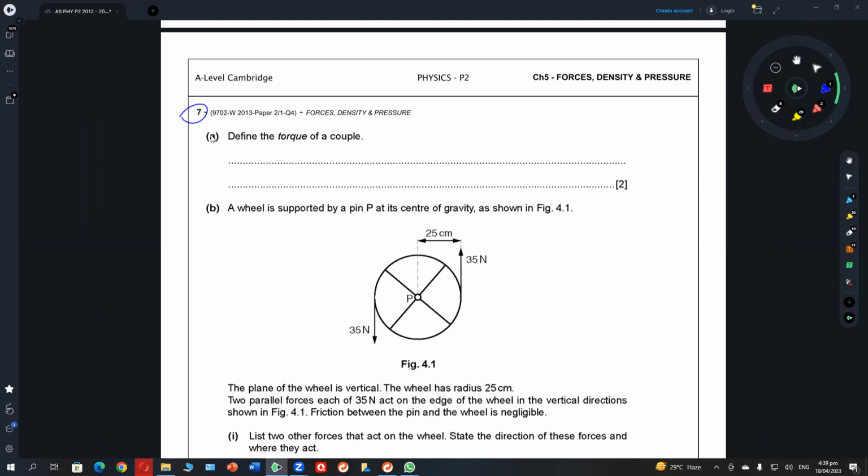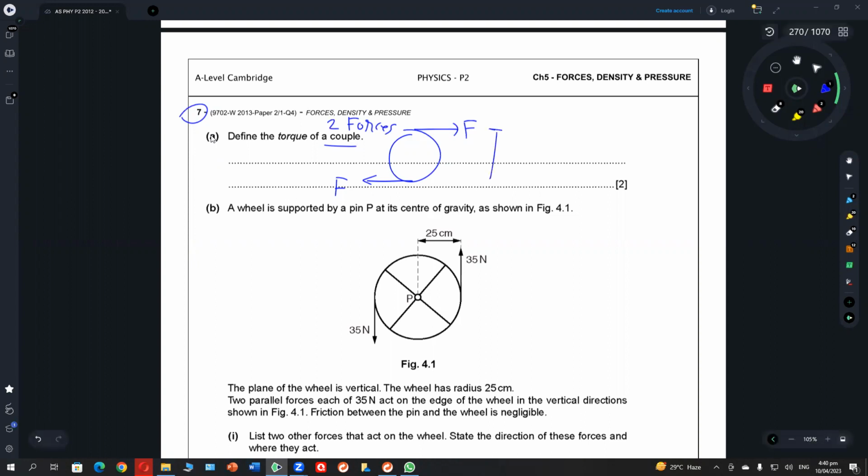Now, define the torque of a couple. Do you remember the definition of torque of a couple? Force into displacement in the direction of the pivot. But do you remember there is no pivot in the definition of torque? What is torque of a couple? Remember the word couple means how many forces to consider? Two forces. Yes, and torque is the turning effect. Torque of a couple is actually the turning effect of two forces, and it's a pure turning effect.